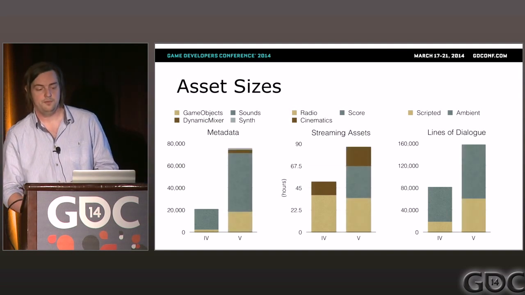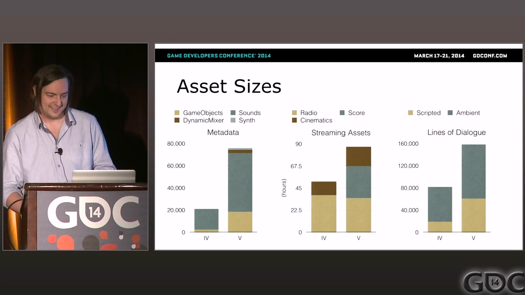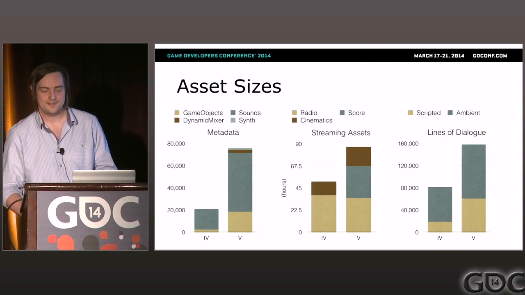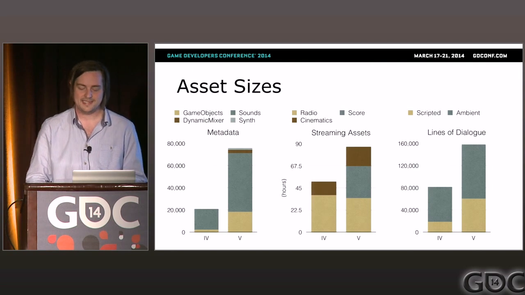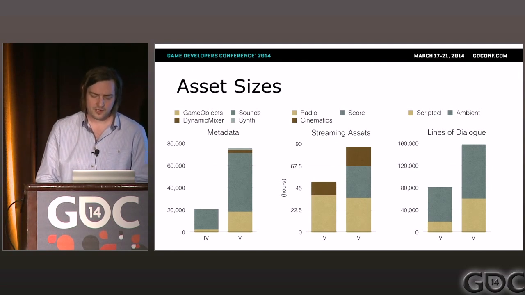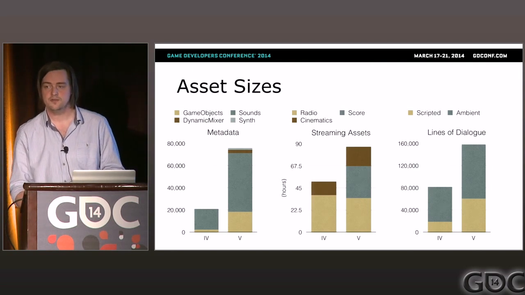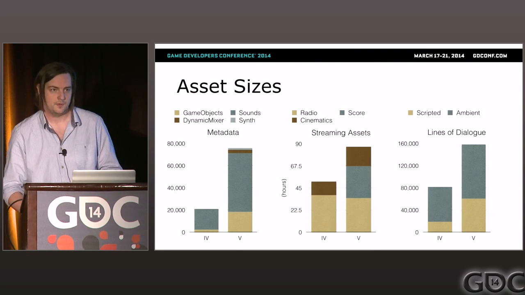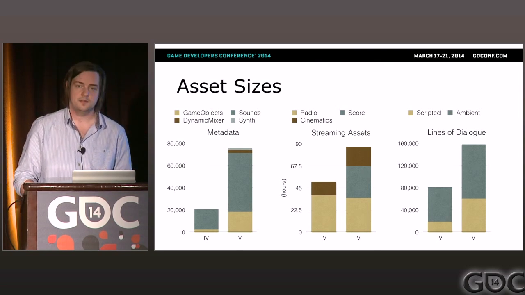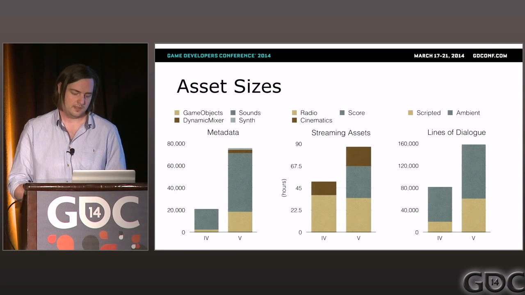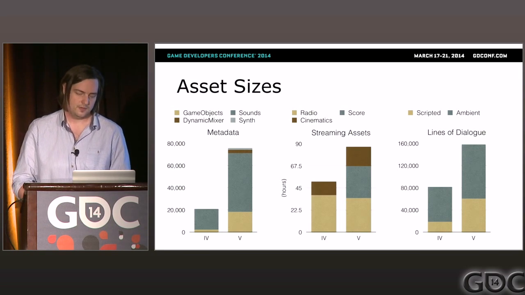GTA 5 moved things on a bit for us. 75,000 metadata objects, almost 90 hours of streaming content, and almost double the number of lines of dialogue, so over 158,000 lines of dialogue. And it's worth bearing in mind that both of these titles shipped on the same hardware, so that took quite a lot of optimization effort to make that happen.